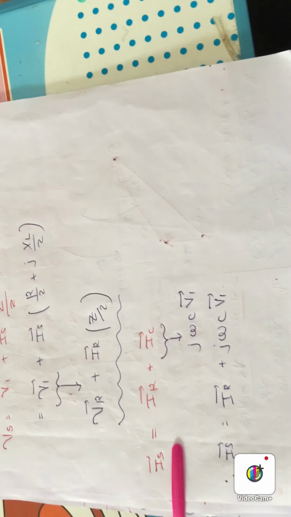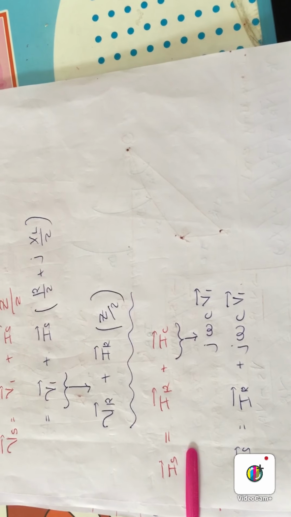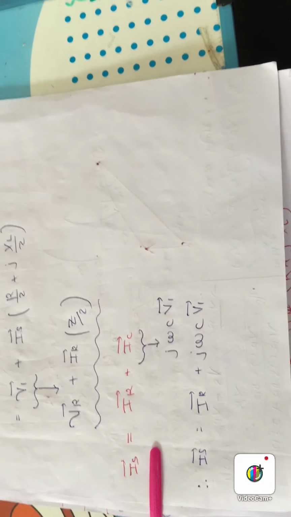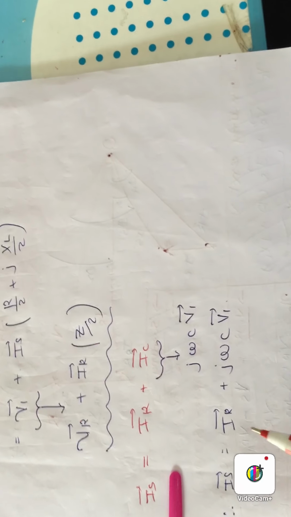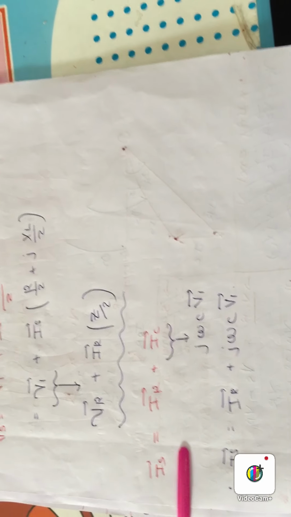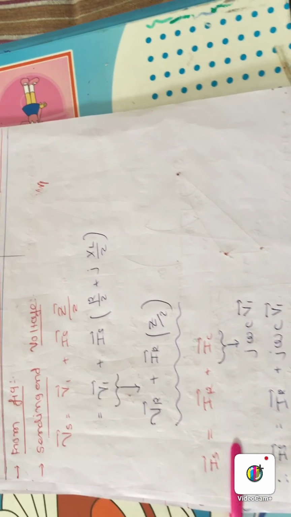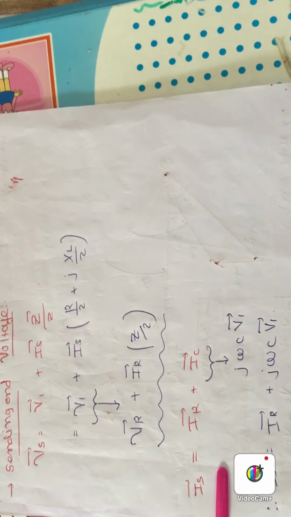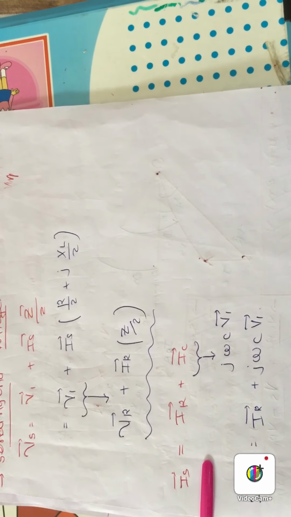Then the equation of IS. IS means IR plus IC. IC's equation is jωCV1. Okay, IC is the current flowing through the capacitor. This is the equation of IS. So this is the required calculation of medium transmission line. Okay, in the next lecture we will discuss the pi network of medium transmission line.